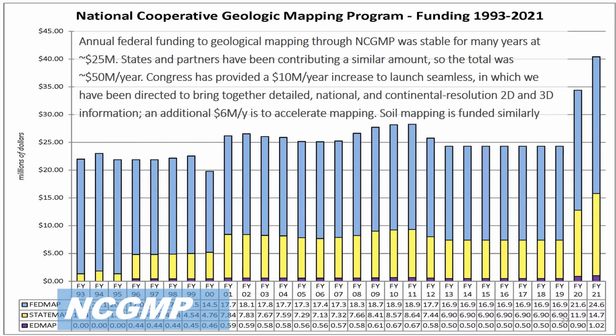Congress has provided a $10 million per year increase to launch Seamless, in which we have been directed to bring together detailed, national, and continental resolution 2D and 3D information. An additional $6 million per year is to accelerate mapping. Soil mapping is funded similarly.